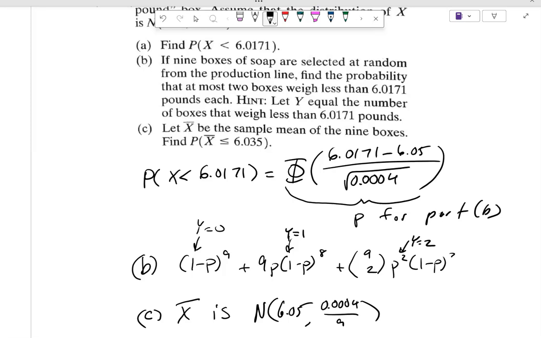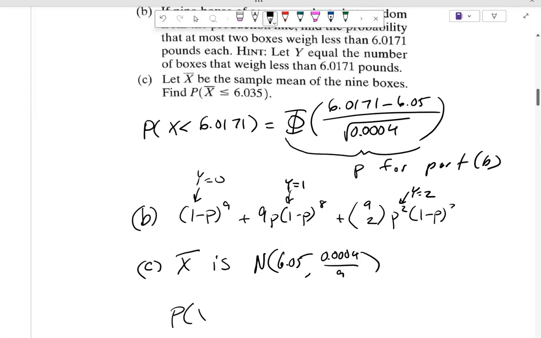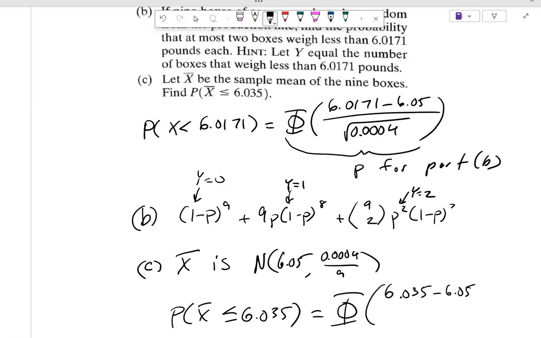And now it's a normal distribution problem, right? At this point, it's literally the same things you've done before. Okay, so your probability that x bar will be less than or equal to 6.035 will be 6.035 minus 6.05 divided by the square root of that new variance. You can do phi of that, right? The CDF. It's already written as a less than or equal to problem.